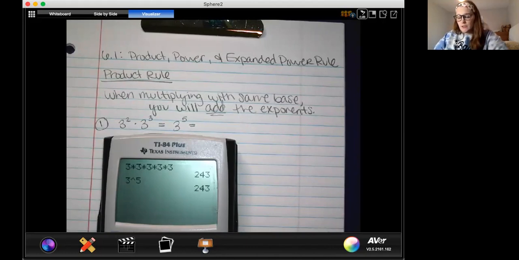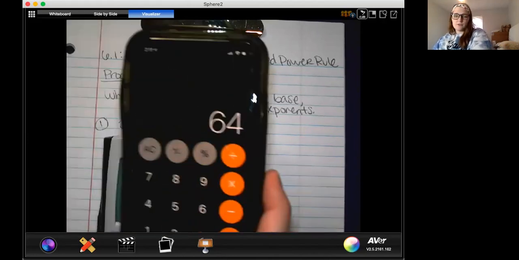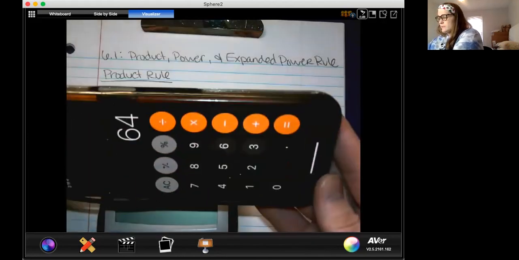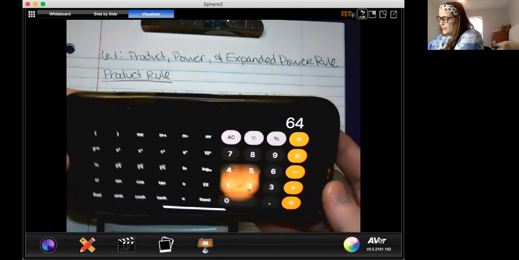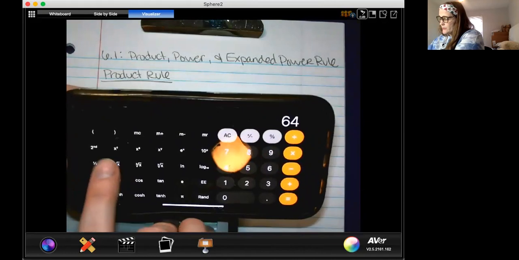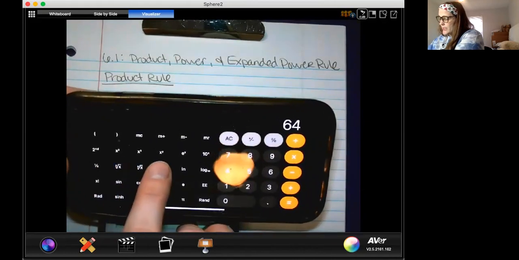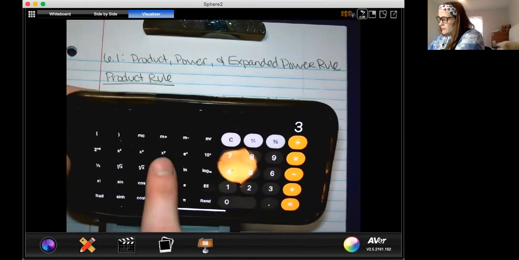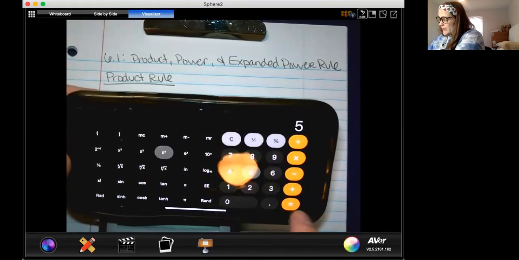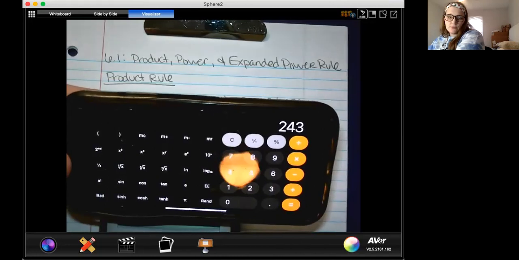Now, in your cell phone, if you have an iPhone, there's not a caret on your main screen, but on your sideways screen, for those that have this option, there's squared, there's cubed, and then there's x to the y. So if I wanted to say 3, push that button, 5, I would get 243.